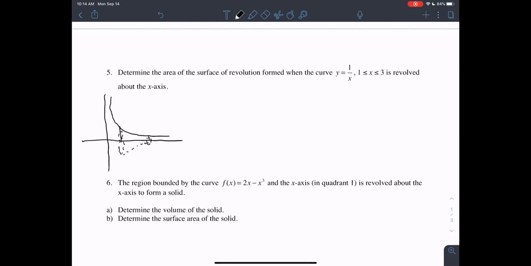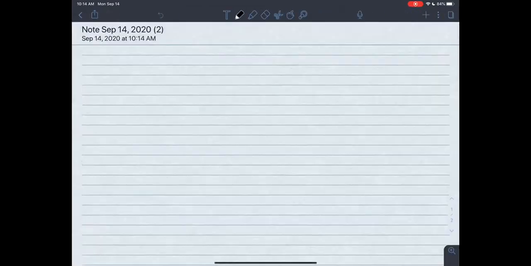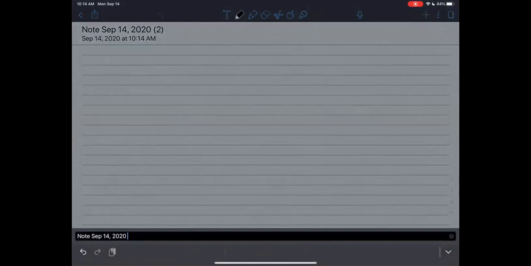Okay, so I am going to get myself out of there and do a new note, and we'll even give it a name. Let's call this arc length, surface area. There we go. Arc length is really just how long the curve is from one point to another. So if you think about a straight line, that should be the easiest problem for arc length.